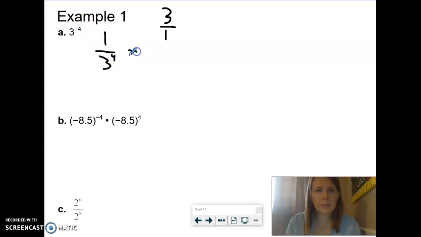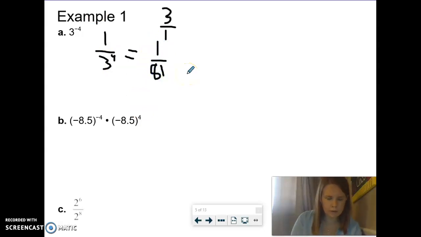From there, it's typically best to figure out what is 3 to the 4th. So again, remember that means you're taking 3 times 3 times 3 times 3. 3 times 3 is 9. 9 times 3 is 27. 27 times 3 would be 81. So I would have 1 out of 81. I don't have my calculator with me, so let me just double check with my phone here and make sure I got that one correct. Yep, okay. So I would leave it as 1 out of 81.